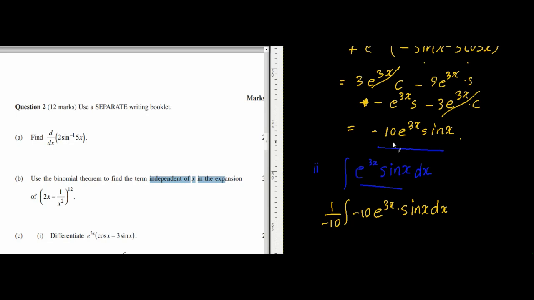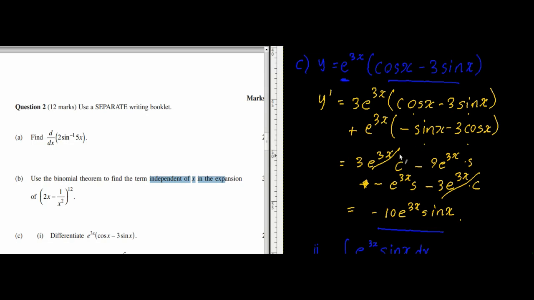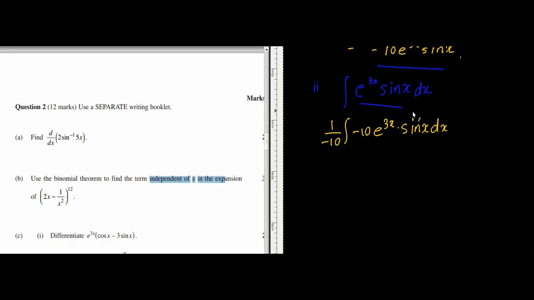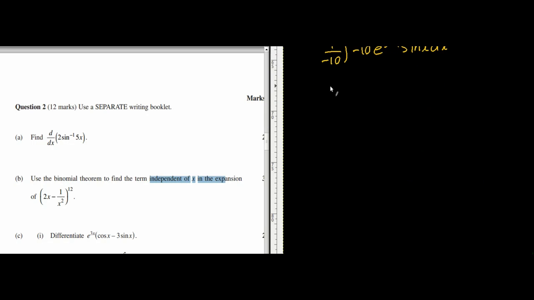Okay, so now that I know that those two are the same, I can simply write out this part up here. That's going to be our answer. So this is equal to minus 1 on 10 times e to the 3x (cos x minus 3 sin x), what we were originally asked to differentiate, right? And of course, don't forget your plus c.